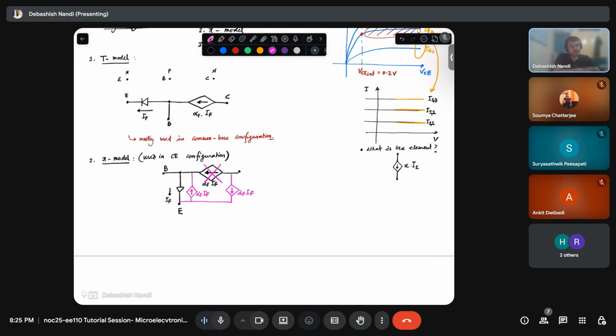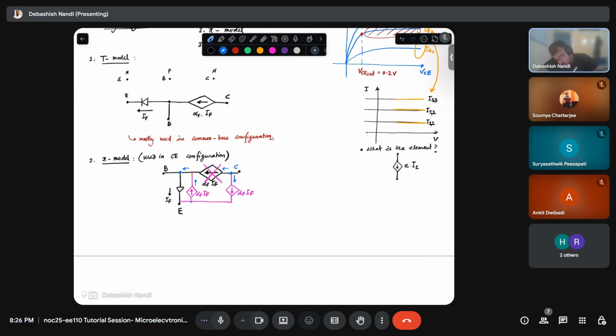Can I add these two current sources and remove the IF, the earlier current source? I can, right? Because if I take this collector node, what it was doing earlier was injecting some current out of that node, that is alpha F IF. Now also it is injecting that current. This node was getting injected with some alpha F IF current. Now also this node is getting injected with some alpha F IF current.